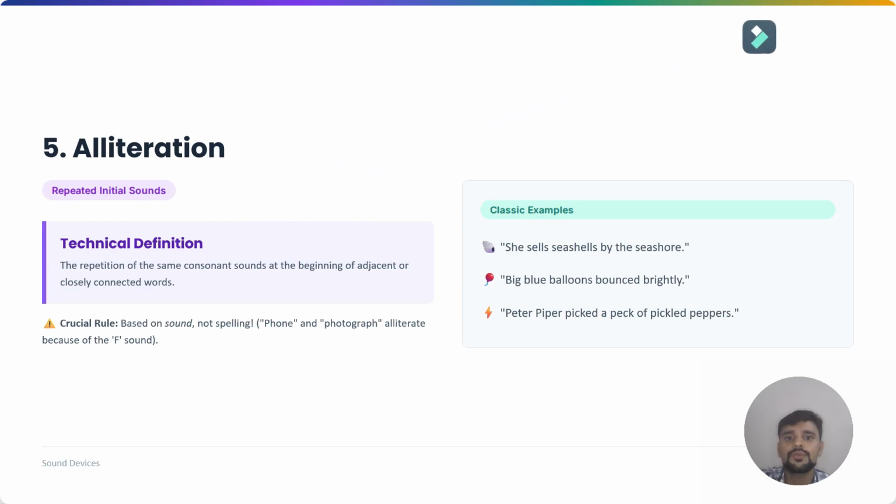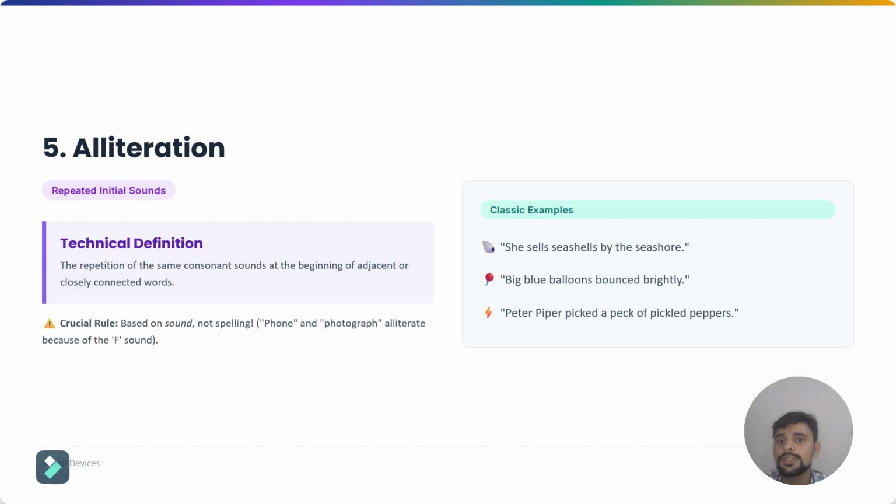Now there is one more crucial rule. Alliteration is based on sound, not simply spelling. For example, "phone" and "photograph" begin with the same F sound even though the spelling is different. So when identifying alliteration, don't just look at letters. Listen. This is especially important when analyzing poetry, advertising slogans and speeches.